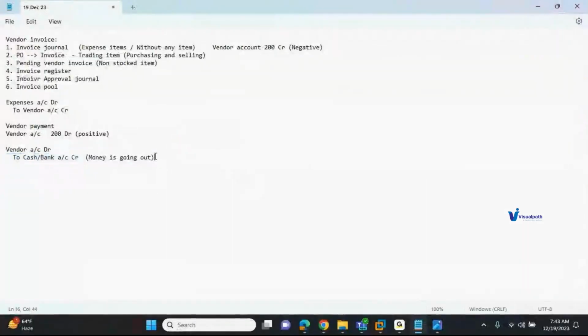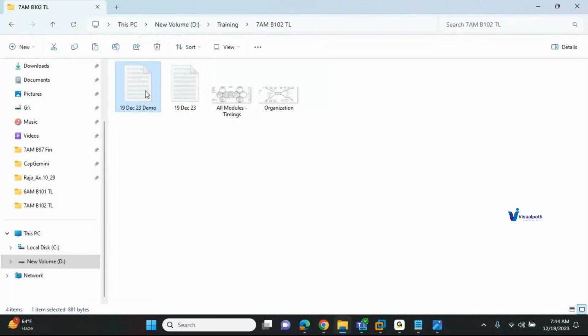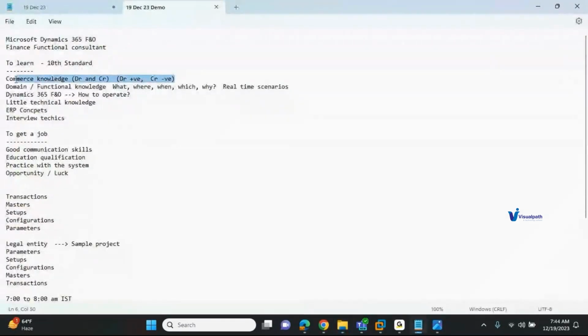Without knowing these debits and credits, there are many people in the market, finance consultants. But I don't want my students to be like other people. Whoever learns from me, I want them to be very strong. That is the reason I told you I'm going to teach you a little bit of commerce also. You are going to learn debits and credits clearly. It will be easy.